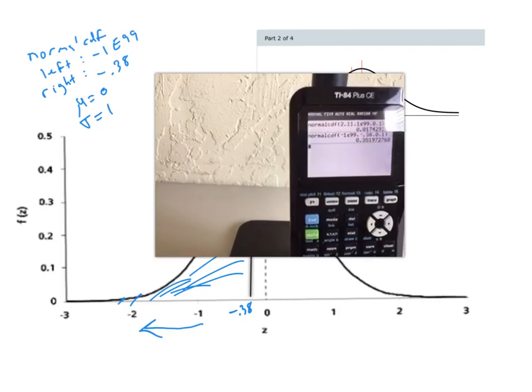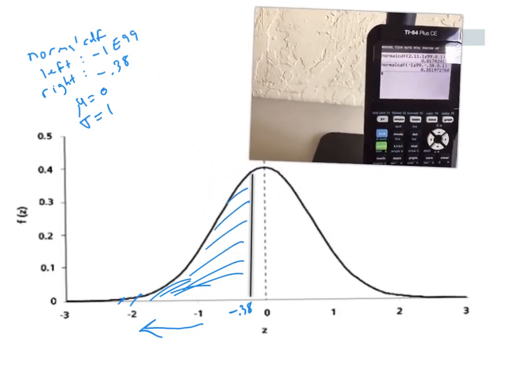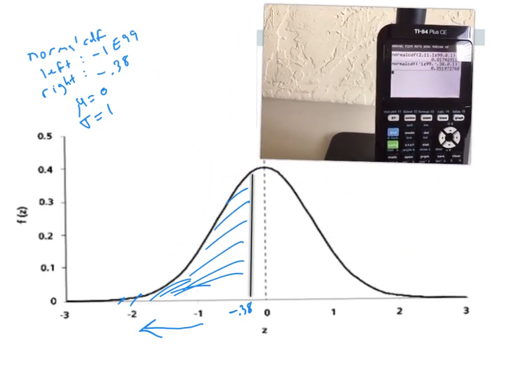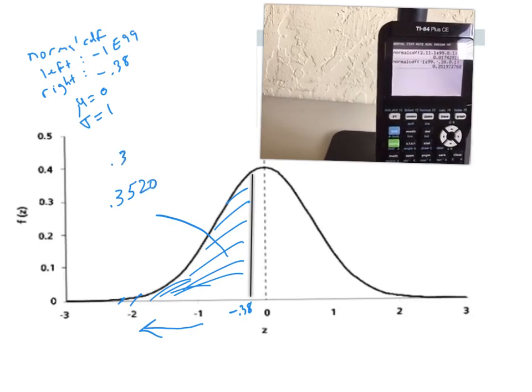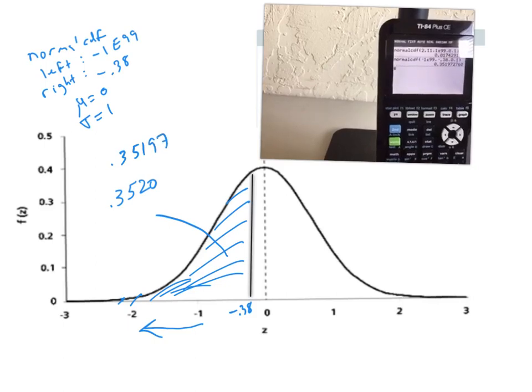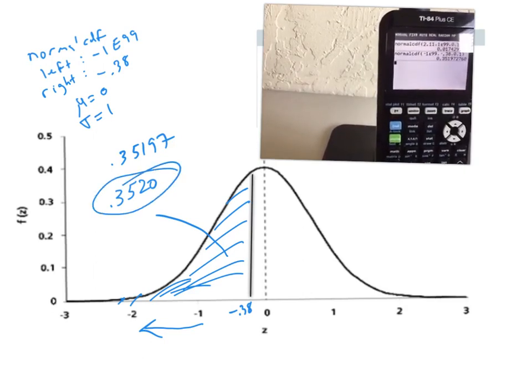And so there is our probability. This area that I have in blue here is 0.3520, because notice the number they gave us, 0.35197. But we want to round to the nearest 4 decimal places. So this 7 is going to kick that. Think of it as 19. This 7 kicks the 19 up to 20. Think of it that way. So this is going to be the probability that's associated with this shaded area.